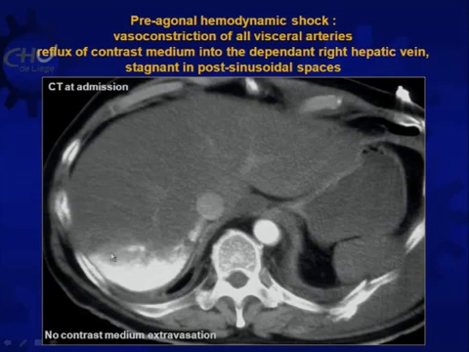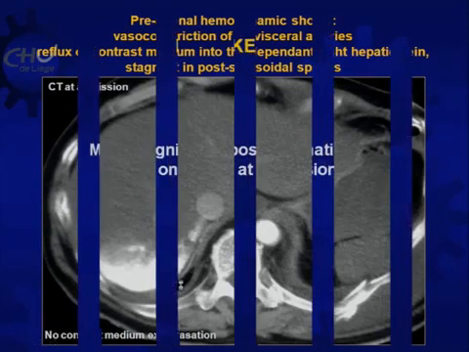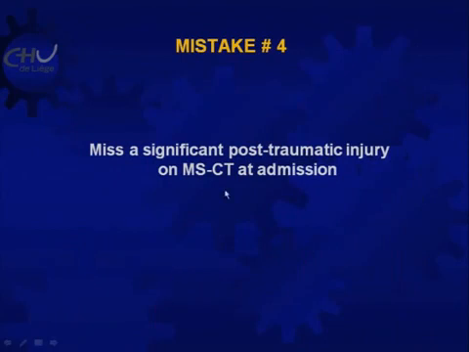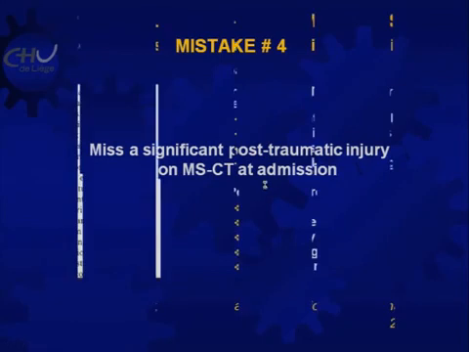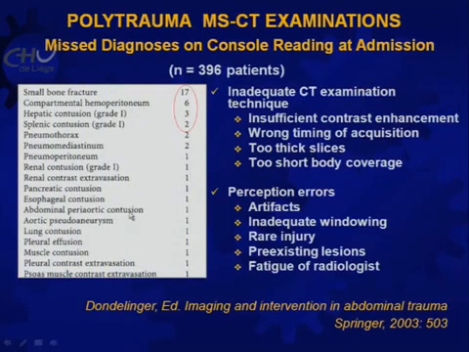Mistake number 4 is to miss a significant post-traumatic injury on multi-slice CT at admission. And this concerns everything. And this is a study published a couple of years ago. And you see many diagnoses, even very important diagnoses, can be concerned. So there's always place for mistake. And small bone fractures are the most important, of course.